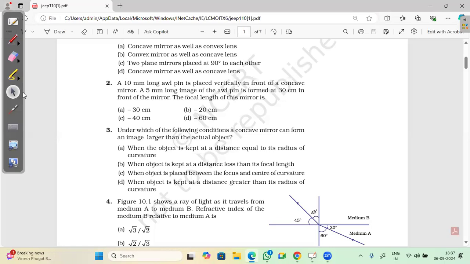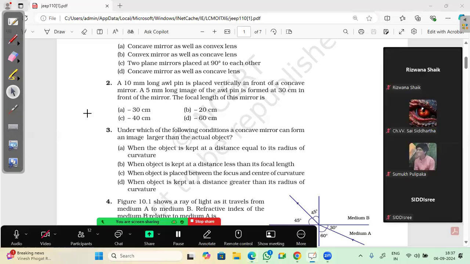I understood, sir. So it's V by U. Magnification is equal to V by U, which is also equal to height of image over height of object. And since the image is formed in front of the mirror, it will be a real image.